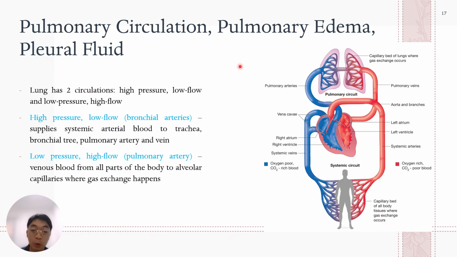But for the low pressure but high flow pulmonary circulation, an example of this would be our pulmonary arteries. So they get the venous blood coming from all parts of the body to the alveolar capillaries where gas exchange happens. So take a look at this diagram. Let us first look at the heart. Okay, so for the heart, there is a systemic circulation, and then for the lungs we have a pulmonary circulation.